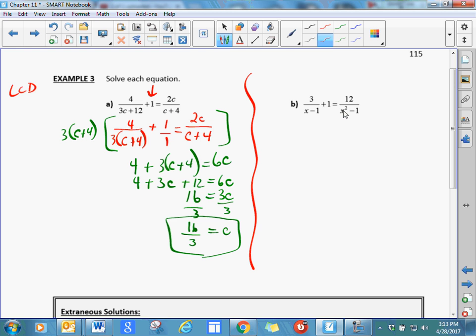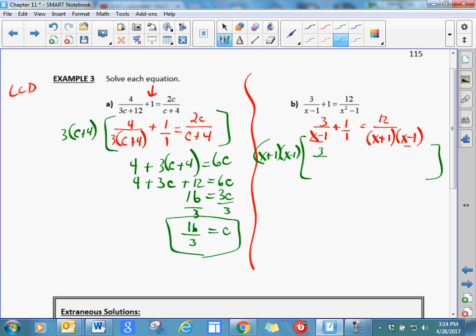Again, I am going to see that this is the difference of two squares, so before I figure out what the LCD is, I want to look at it in factored form. So that's x plus 1, x minus 1. This term is the same as this term, so we don't need it twice. We need an x minus 1 and an x plus 1. So that's going to be my LCD. And that's what I'm going to multiply this entire equation by.